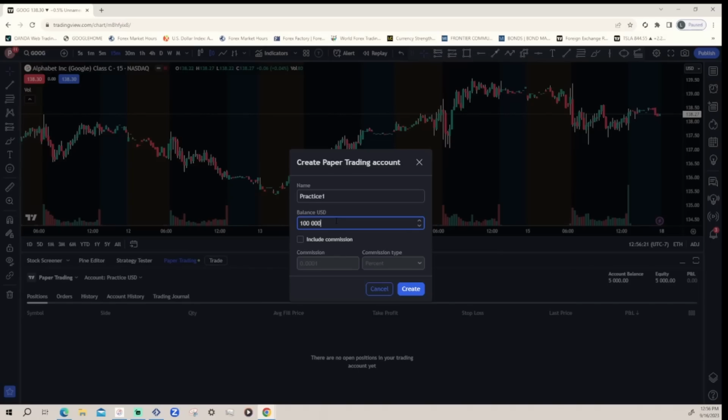So for instance, if you know for a fact that 5,000 is a reasonable, realistic amount for you to trade with, then I would encourage you to start with $5,000. The reason is because when you start with a paper trade account, you're primarily using the account to develop an edge over the market.